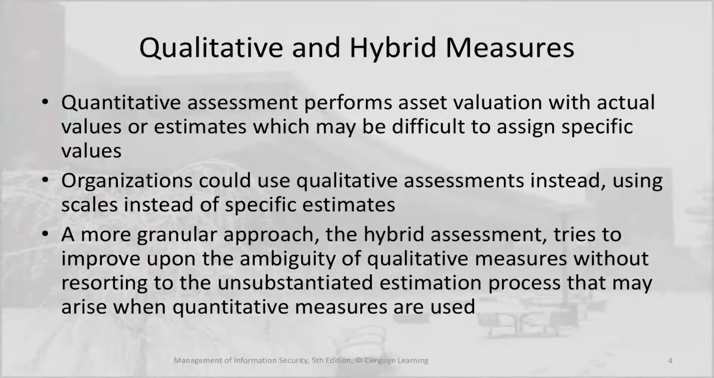Quantitative assessment performs asset valuation with actual values, or estimates, which may be difficult to assign specific values. Organizations could use qualitative assessments instead, using scales instead of specific estimates of value. A more granular approach, the hybrid assessment, tries to improve upon the ambiguity of qualitative measures without resorting to the unsubstantiated estimation process that may arise when quantitative measures are used.